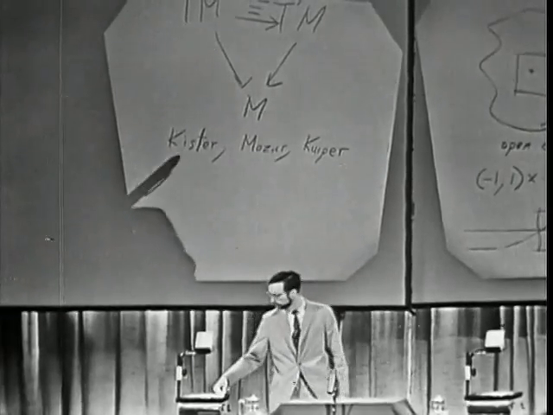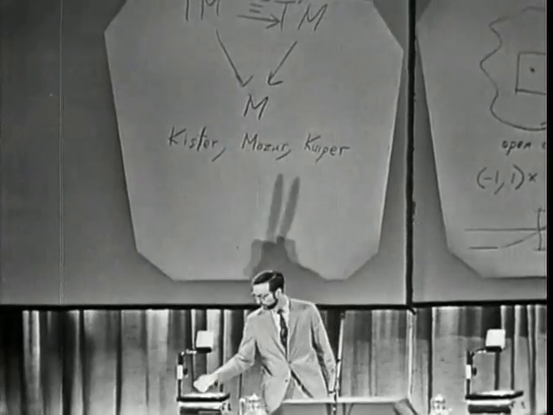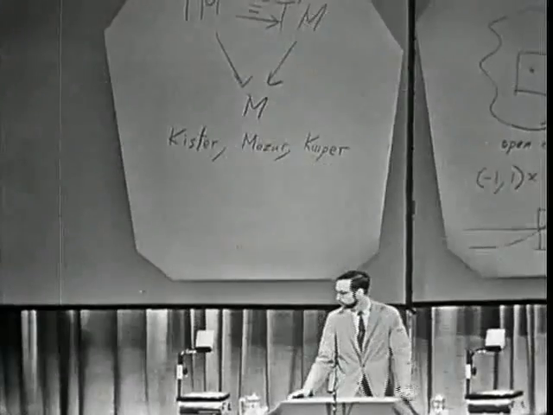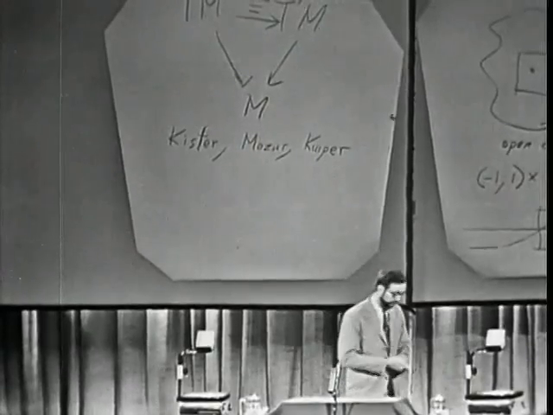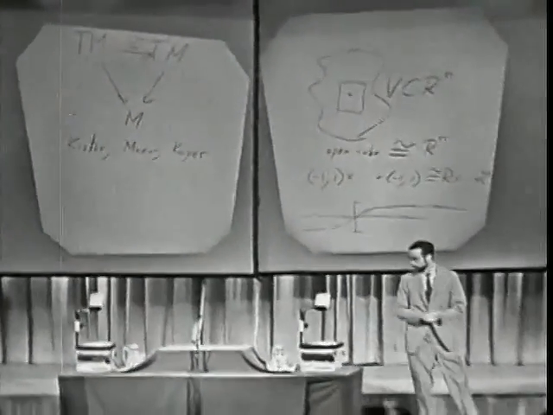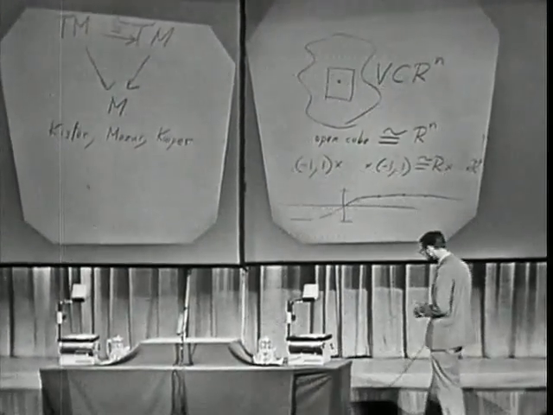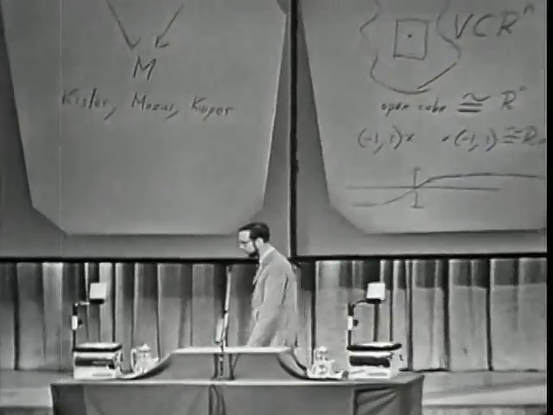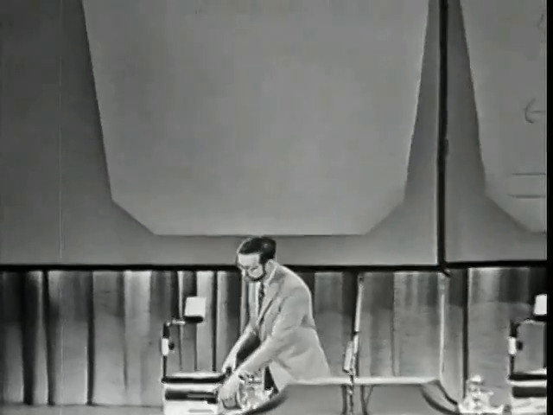Kister gave the first proof in the topological case. I don't know, Moise or Kuiper gave the first proof in the piecewise linear case. So this gives us a notion of tangent bundle in any one of the three categories. And it turns out that one has a classification theory in each of these cases.